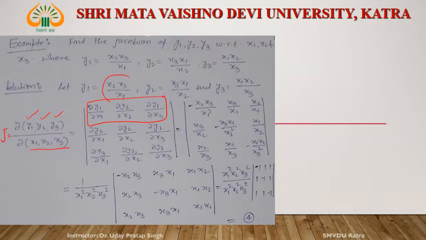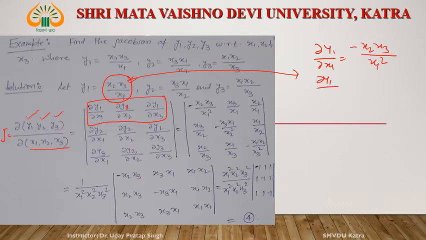What is y1? y1 is given by this relation. Then ∂y1/∂x1 is equal to minus x2 x3 divided by x1 square, ∂y1/∂x2 is x3 by x1, and ∂y1/∂x3 is x2 by x1. That means, differentiating this, ∂y1/∂x1 is minus x2 x3 divided by x1 square, ∂y1/∂x2 is equal to x3 by x1, and ∂y1/∂x3 is equal to x2 by x1.